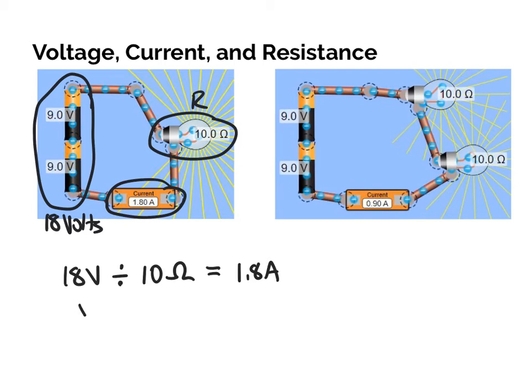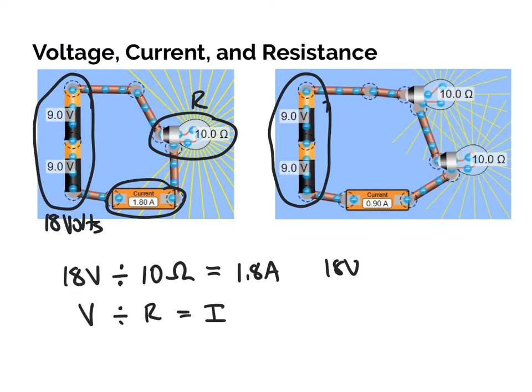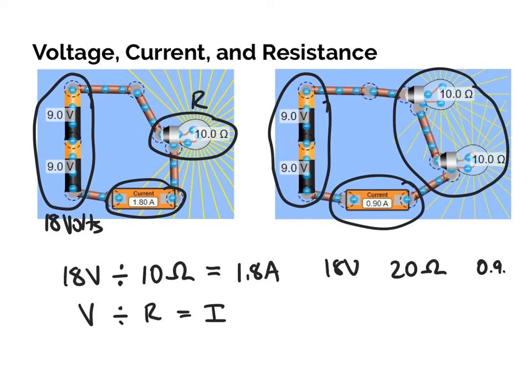If I take the voltage and divide it by the resistance, that's going to tell me the current within my circuit. Notice the same relationship here. If I have 18 volts again, and I have now two bulbs, so that would be 20 total ohms, and I get a current of 0.9 amps. Think about this again. If I were to divide 18 by 20, that's going to give me 0.9 amps. Okay, doubled the resistance. Notice the current got cut in half. So again, voltage divided by resistance gives me the current.